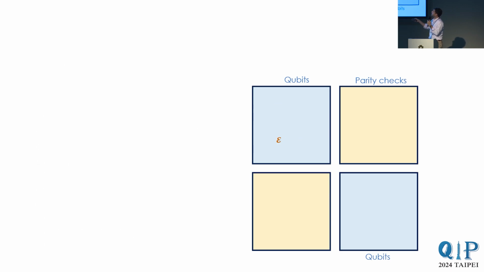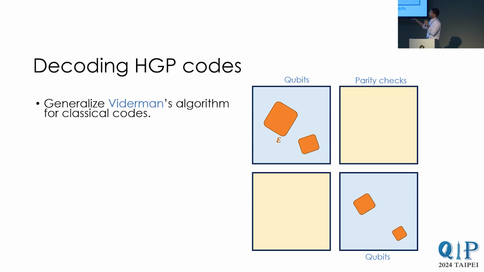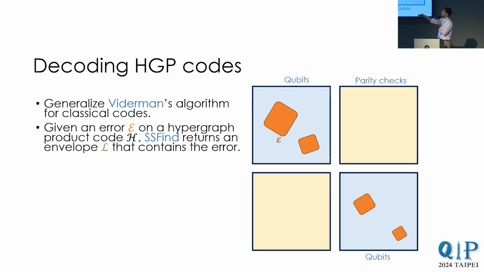And the answer is going to be yes. We generalize what's called Wiedemann's algorithm for classical codes, and here's going to be an informal version of our main statement, where we say that if you're going to give us an error E on a hypergraph product code, we have a new subroutine. It's called small set find. I'll explain why it's called that in a second.